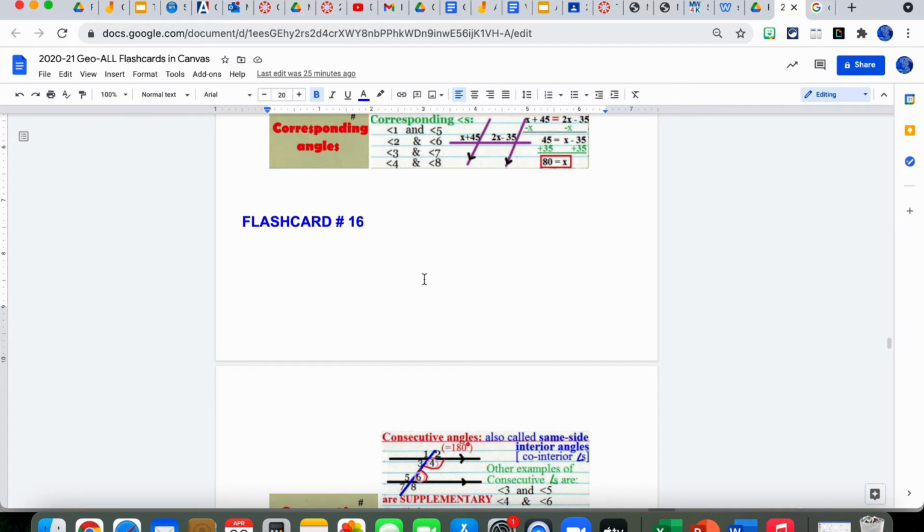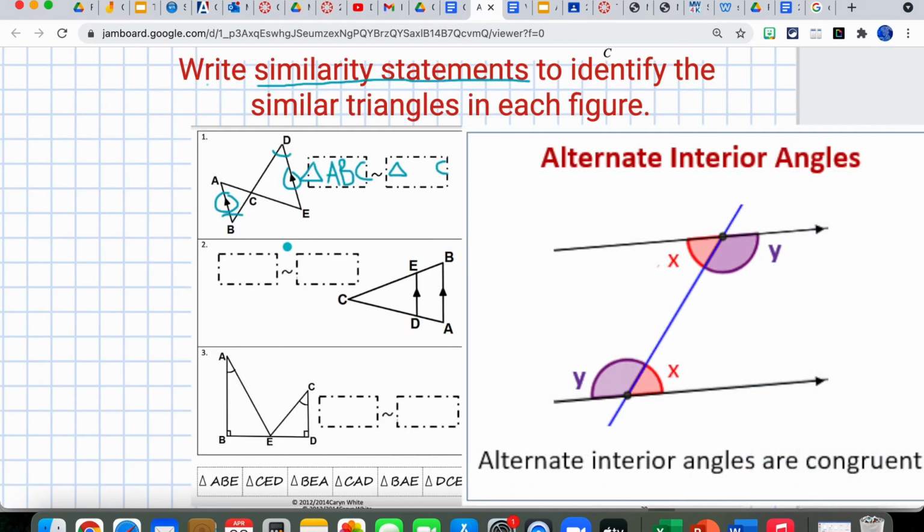The first three are congruent. The last one is consecutive, is supplementary. You can review these on your flashcard. Is that we have the parallel lines signified by these arrows, and so these are alternate interior angles that are congruent to each other.